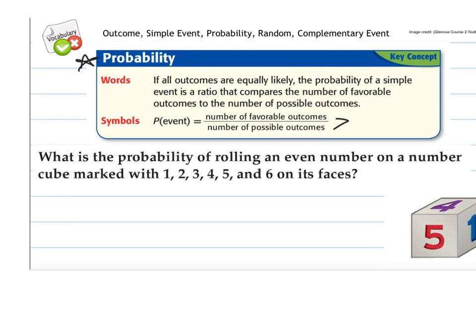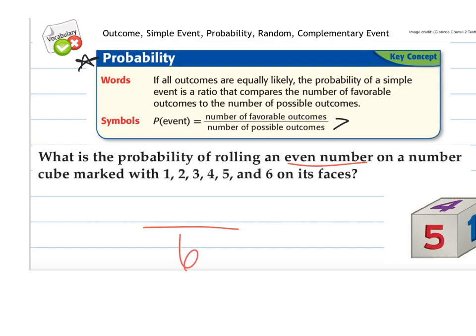It'll make a little bit more sense if you're kind of confused. So the question says, what is the probability of rolling an even number, so that's the favorable outcome, on a number cube with 1, 2, 3, 4, 5, 6 on its faces? So all of those numbers, those are the possible outcomes. So when we roll a dice, we could roll a 1, a 2, a 3, a 4, 5, or a 6. So there's 6 possible outcomes.